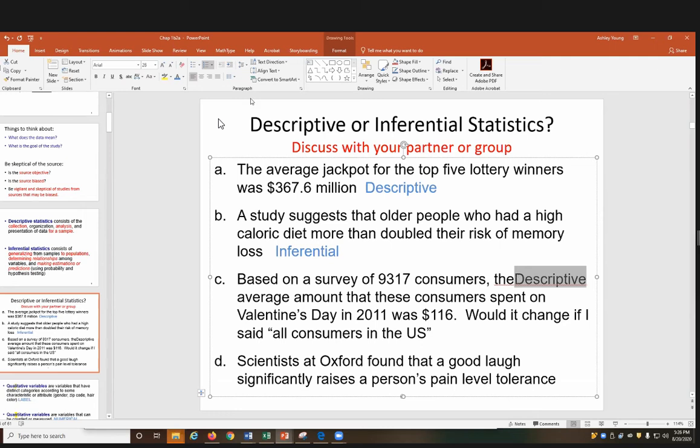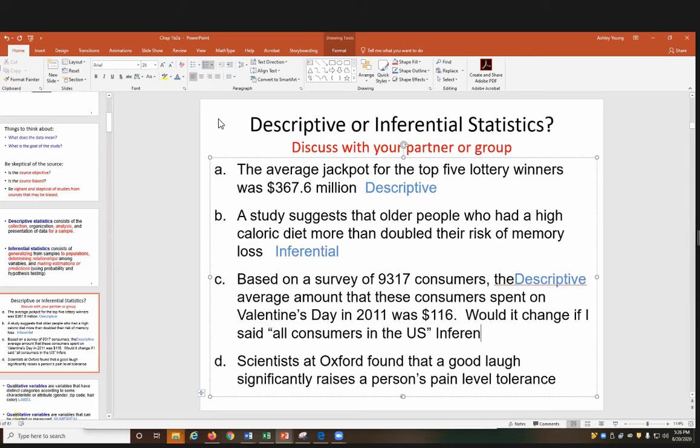So the question comes up then, what if I said, based upon the survey of 9,000, the average that all consumers in the U.S. spent was 116. Is that a fact or a guess? If I base it upon the survey of 9,000 people, that's a guess. I'm making a guess about everybody in the United States and not just those 9,000. So that would be inferential.